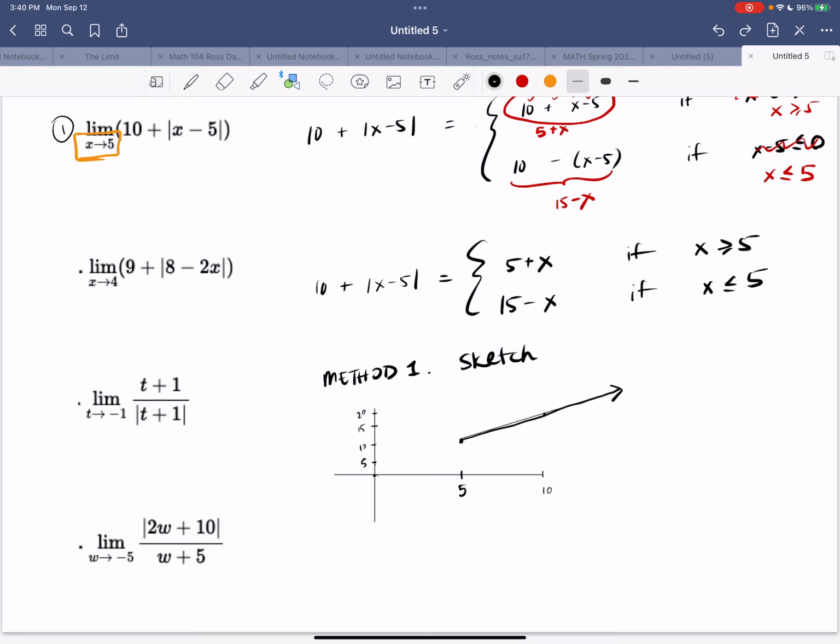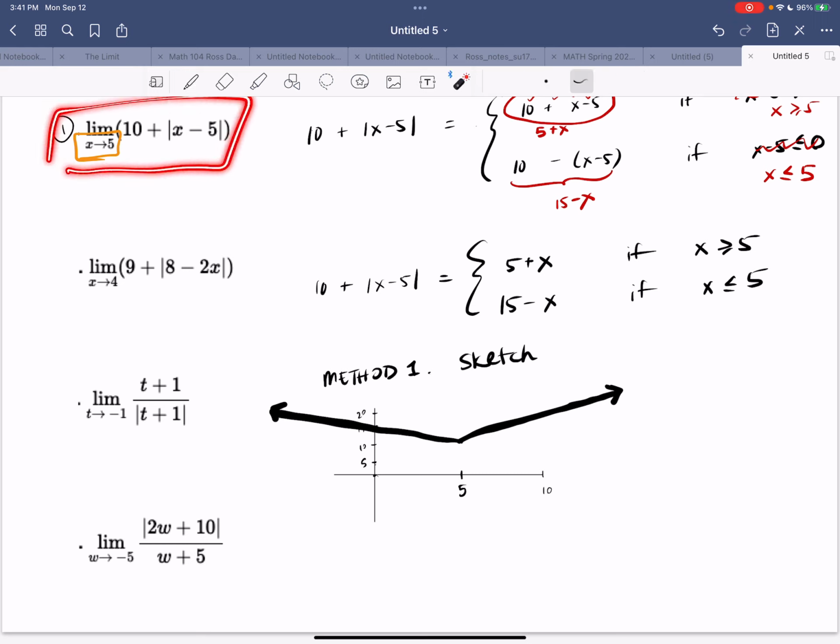Okay, that was a horrible line. Let me try again. So it's something like that. Yeah? Okay, so I can draw the graph of my function. This is a piecewise defined function, and it kind of looks like an arrow. But now that I have this graph, I'm going to compute the limit.